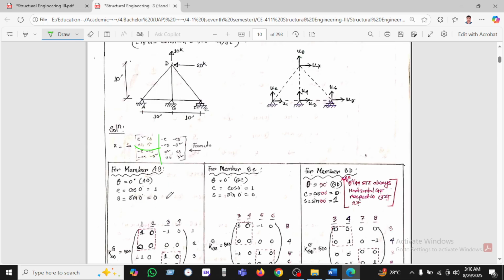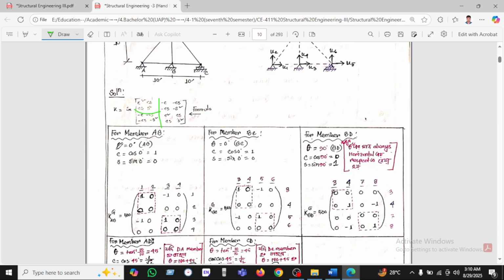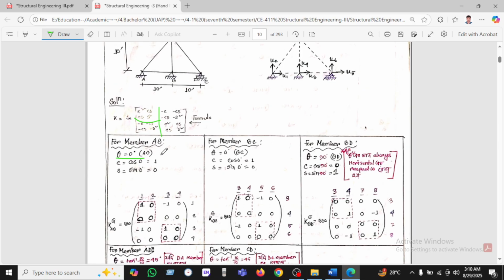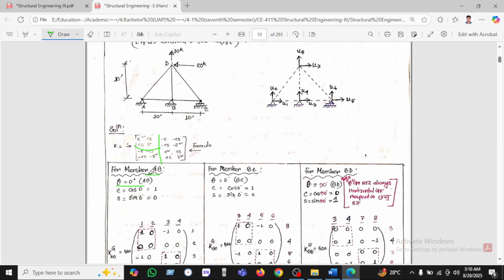How do we get this? At first I am taking theta as 0 for AB, because we are taking the moment here. There is no theta. Why is there no theta? Because we are taking theta with respect to horizontal, and it is exactly horizontal. That's why theta is 0. So cos 0 is 1 and sin 0 is 0. So we can see cos theta equal to C and sin theta equal to S.